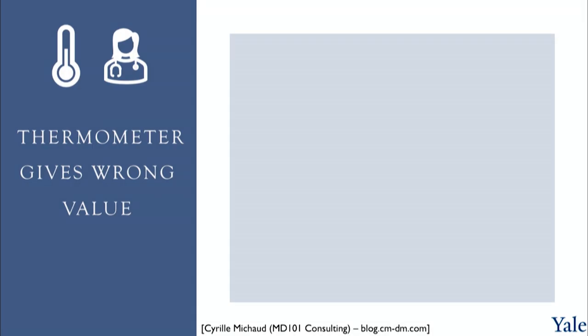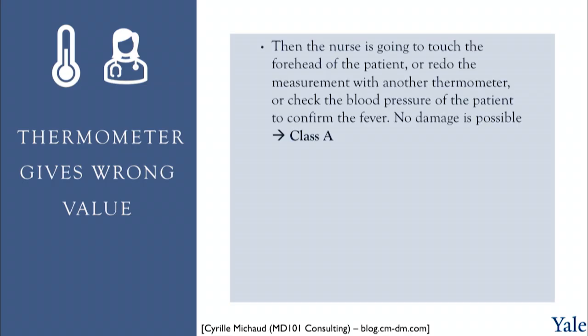And we're talking about a system here, the nurse plus the thermometer. The system is Class A, low risk. If the thermometer gives the wrong value, then the nurse is going to touch the forehead of the patient or redo the measurement with another thermometer or check the blood pressure of the patient to confirm the fever. No damage is possible. So this is Class A. Even if the software gives the wrong answer, the human in the loop can make sure that this does not result in any harm.